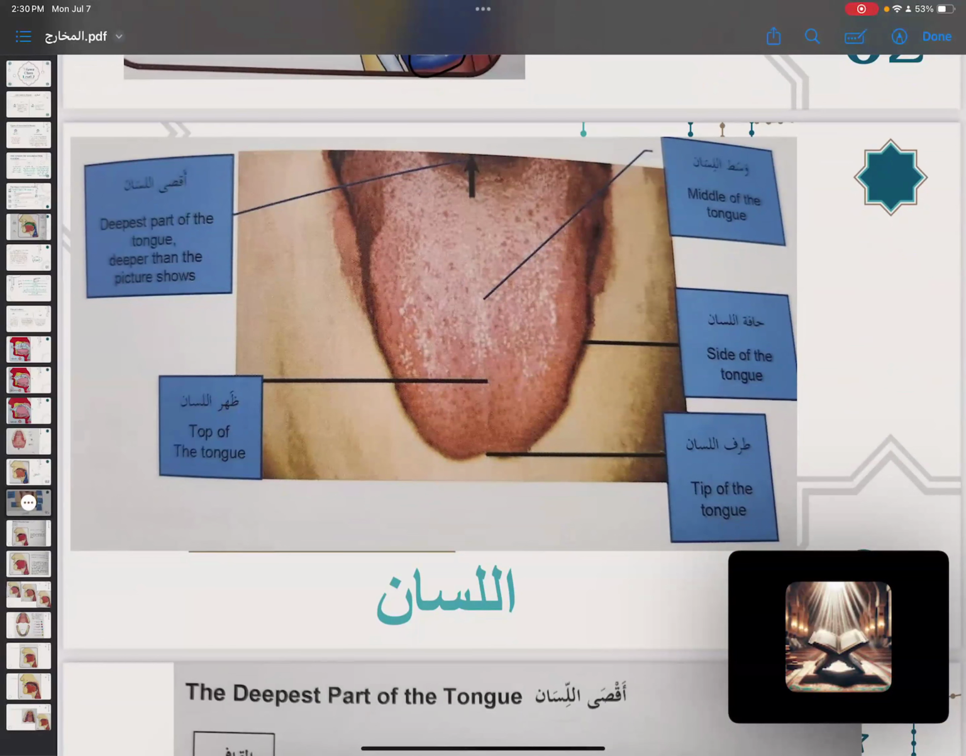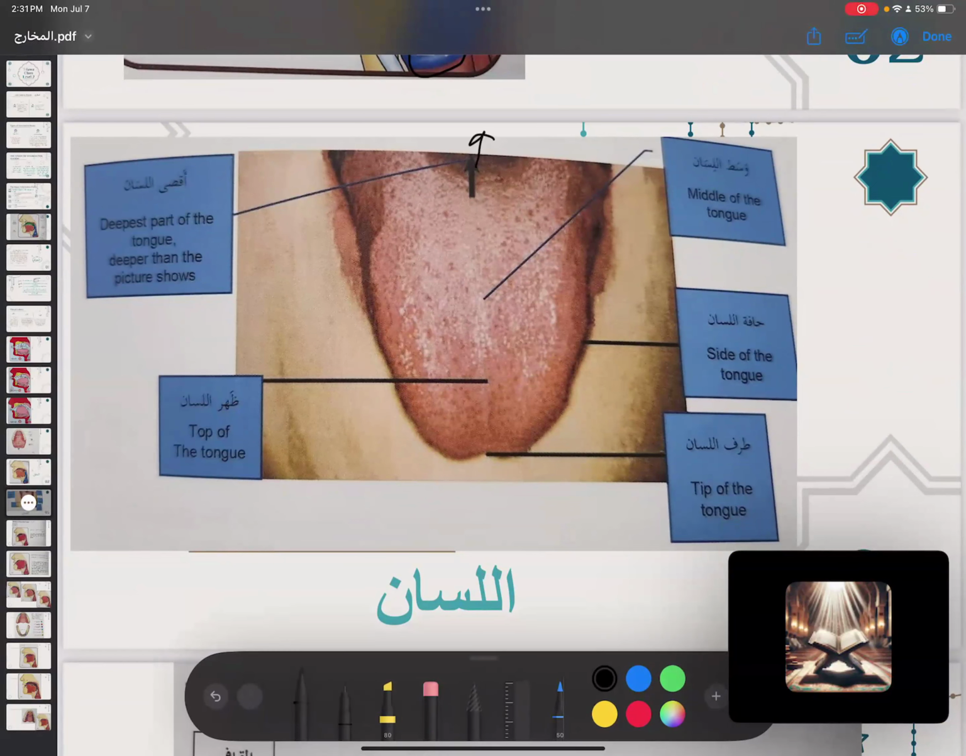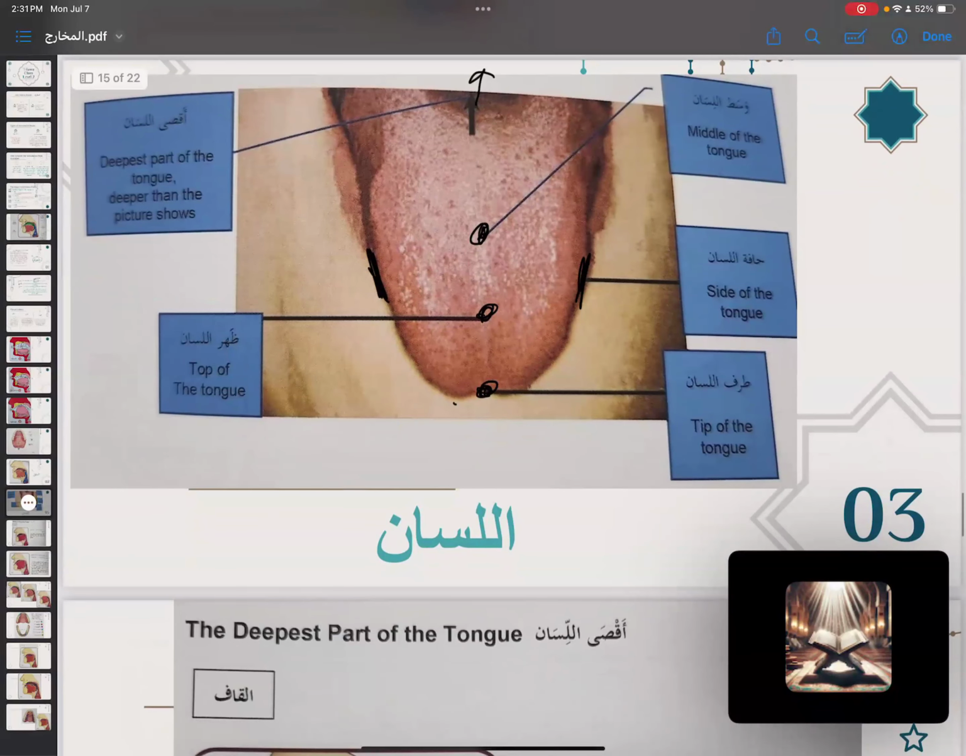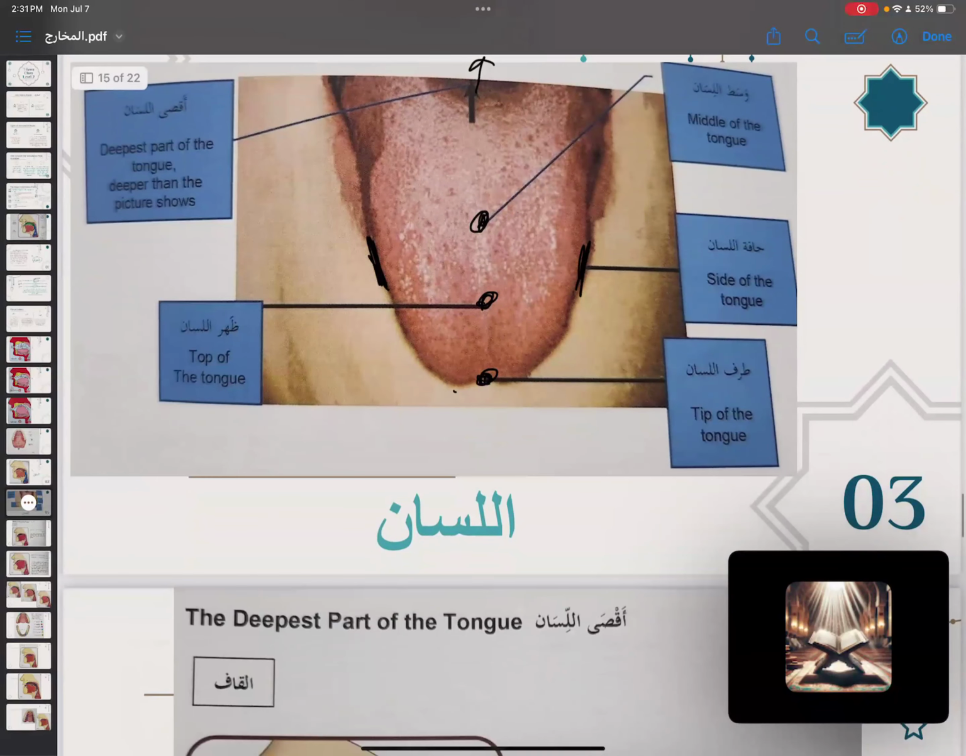We have aqsa lisan, which is the deepest part of the tongue, even farther up than the picture shows. We have dhahr al-lisan, which is the top of the tongue, around here. We have tarf al-lisan, which is the tip of the tongue. There's a difference between dhahr and tarf. Tarf is the very tip of the tongue, that touches your teeth. Dhahr al-lisan is the top of the tongue, in the front part. Then we have hafat al-lisan, which is the sides of the tongue, and wast al-lisan, which is the middle of the tongue. We're going to use all these different parts of the tongue for the next few letters, inshallah.